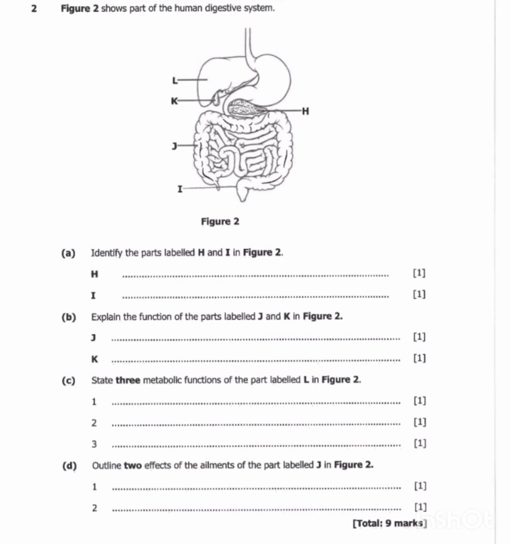Question A, identify the parts labeled H and I. H is the pancreas. I is the rectum. So H, pancreas; I, rectum.